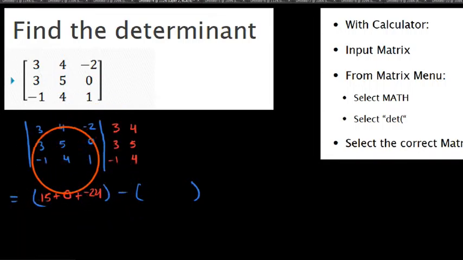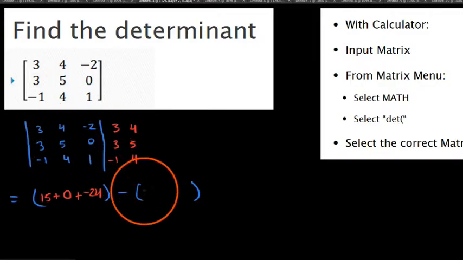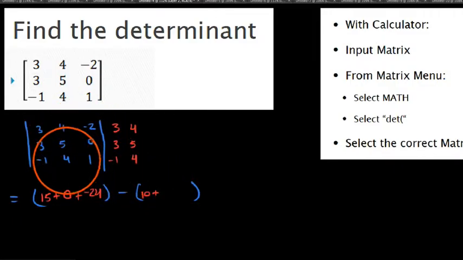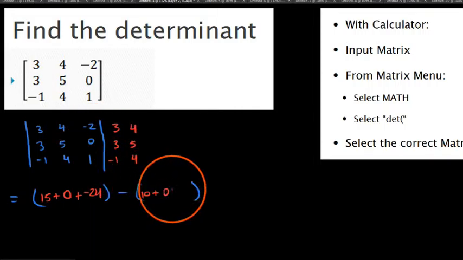And now we're going to do the up diagonals here. These are these three right here. So we'll start here on the bottom left. We say negative 1 times a positive 5 is negative 5, times a negative 2 is a positive 10. So we get a 10 plus, now we're going to go 4 times 0. Okay, so that's a 0. And we say 1 times 3 times 4 is a 12.